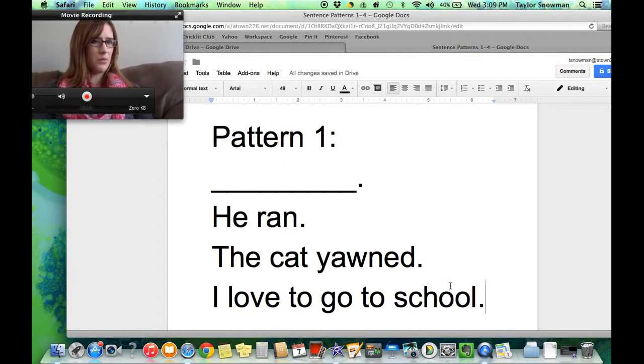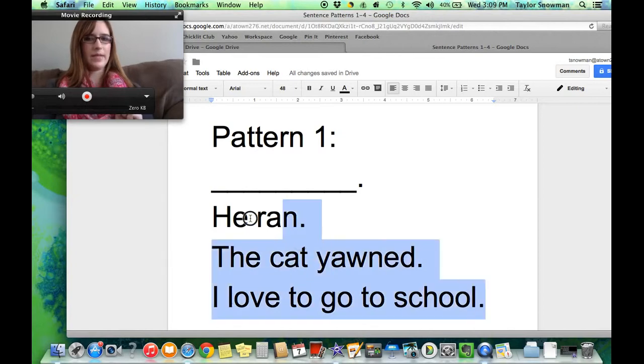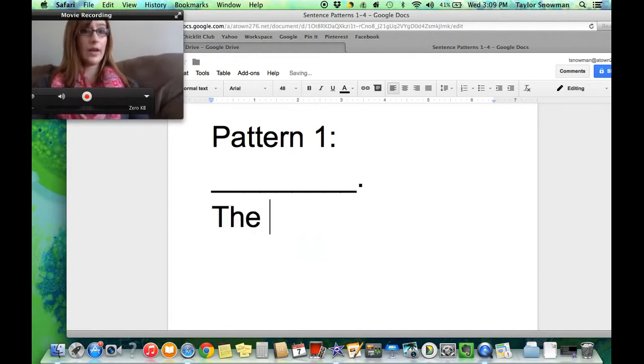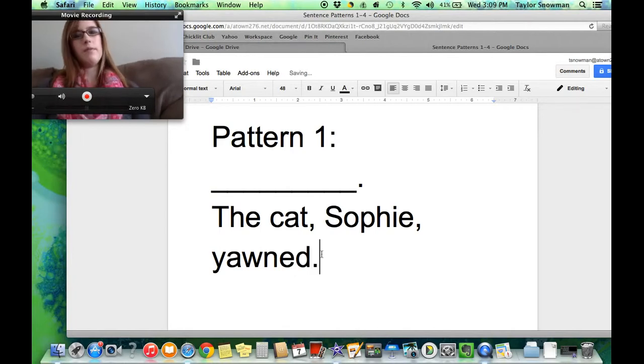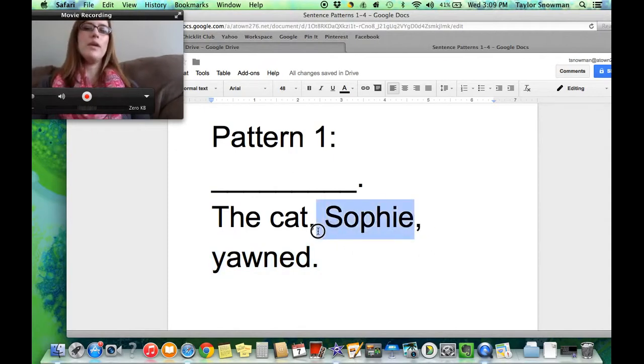Now, pattern 1 gets a little tricky in one way because you can have omitted information. Now remember, omitted information is when you have information that you could live without. So how about this? The cat, Sophie, yawned. Now, Sophie is not needed information. I could hide that, and I could say the cat yawned, and that would be a perfectly acceptable sentence. That means Sophie is not necessary. Therefore, this is what we call omitted information.